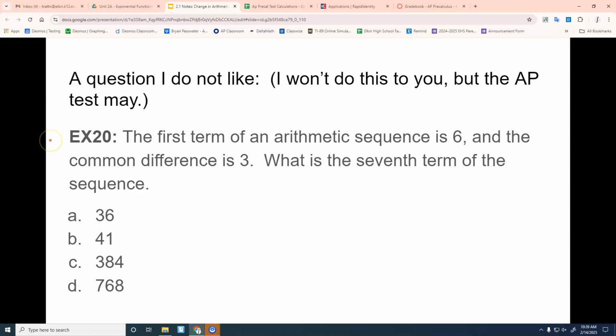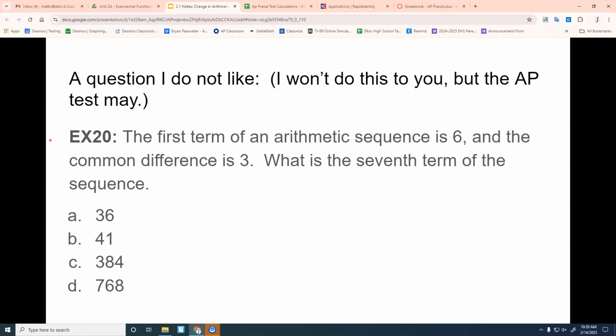Okay, I put this on here. I do not like it whenever they do this, although I saw this on a topic question on AP Classroom. I'm not going to do it to you, but I'm not certain that they will not do it to you on the AP exam. They might do this to you on the AP exam.